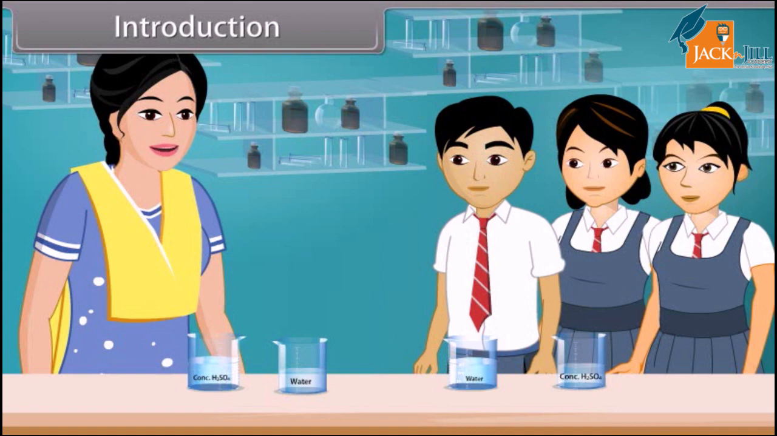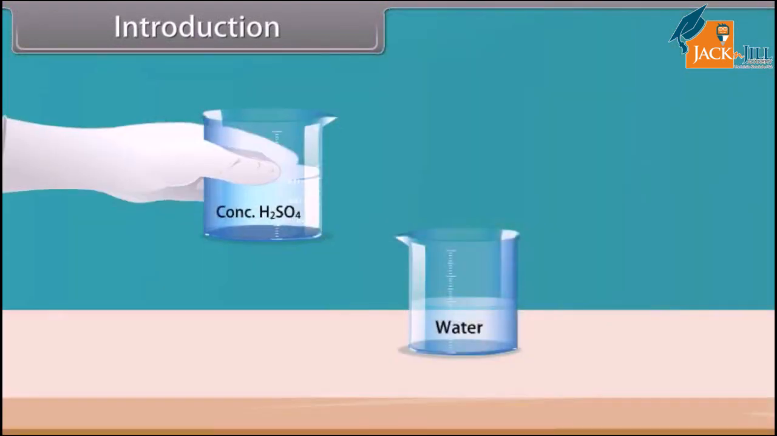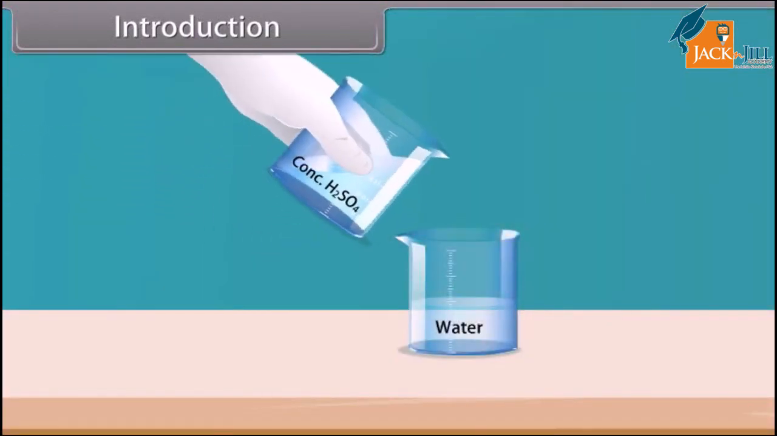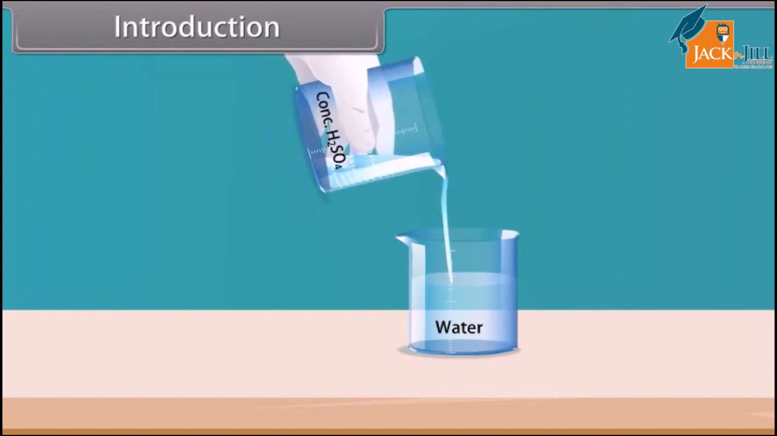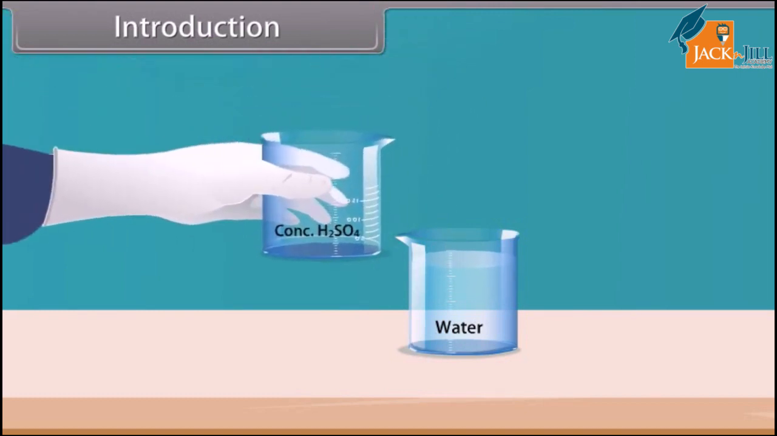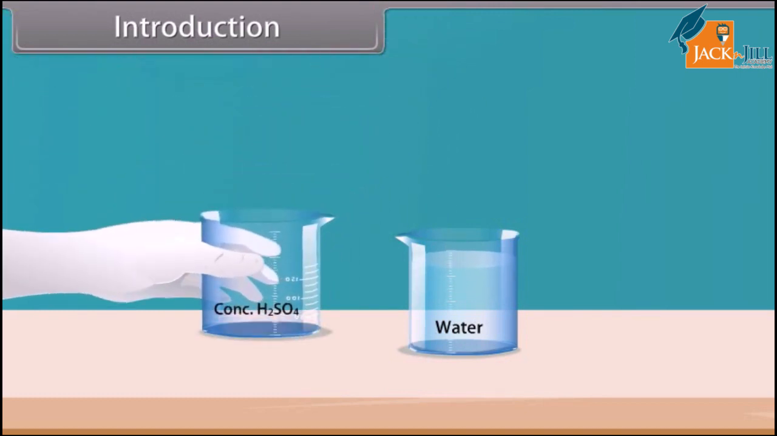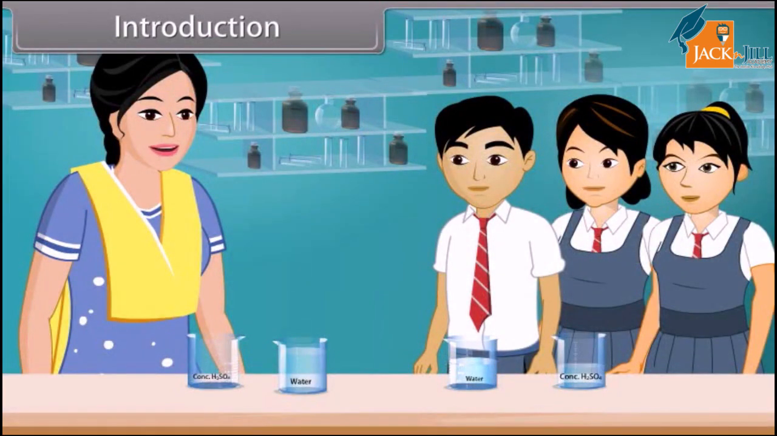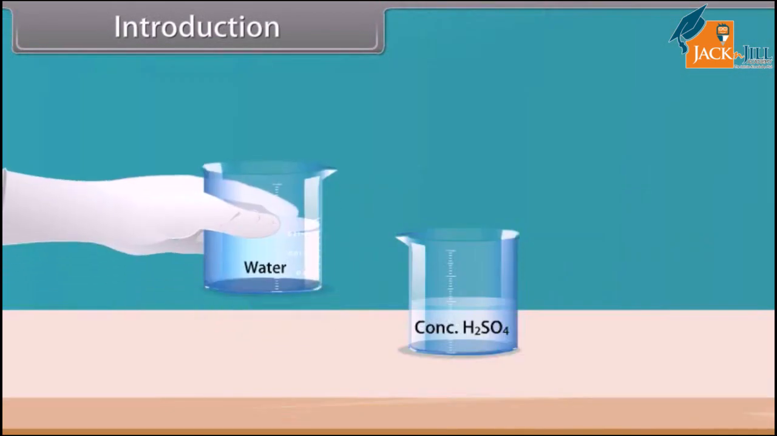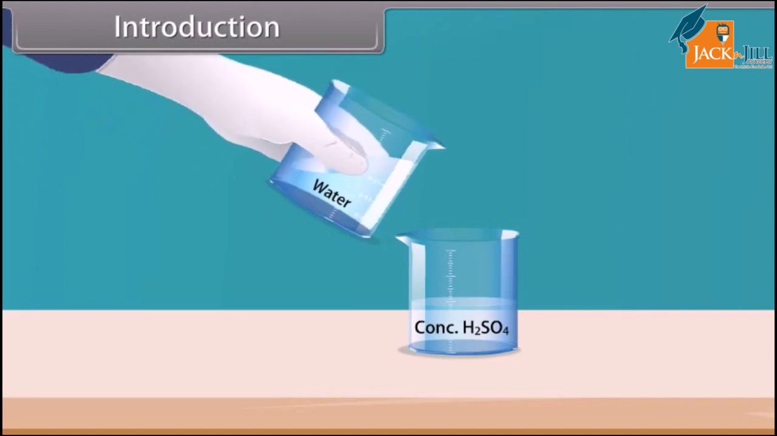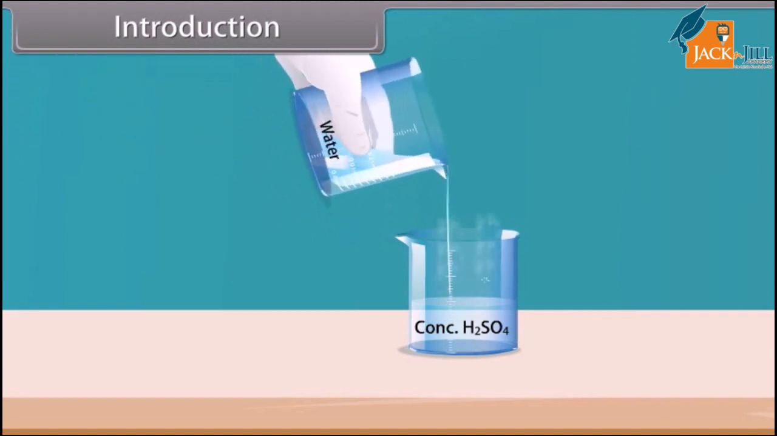Students, today we are going to perform an experiment in our chemistry lab. For this experiment, we require two important components: concentrated sulfuric acid and water. Firstly, we add concentrated sulfuric acid into water very slowly. Both are mixed smoothly. Now we add water into concentrated sulfuric acid slowly. Students, see carefully what happens now.